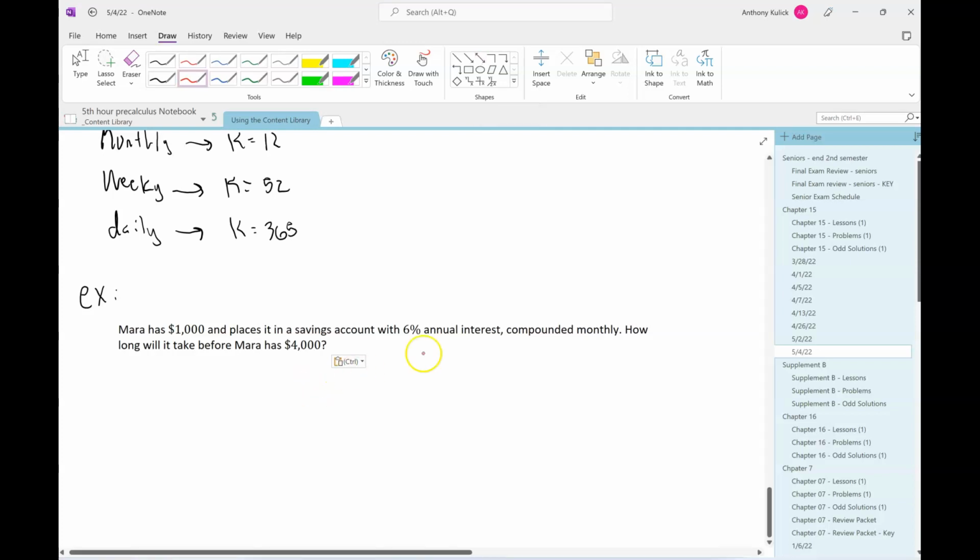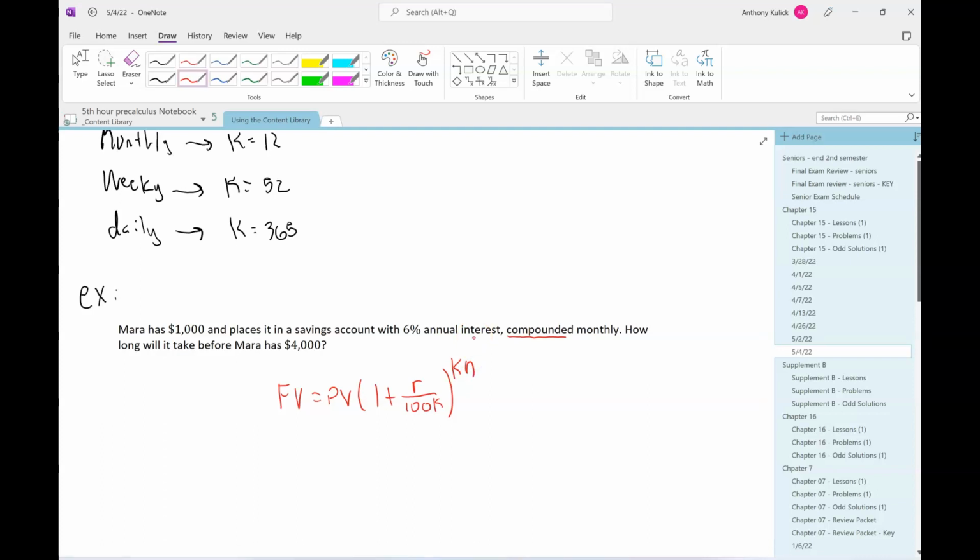So again, what word do you see in here that's important? Compounded, which tells me which interest formula I'm using. And then which of the quantities are we solving for here? Since it's how long, we're solving for the number of years, which is n. So we need to fill everything else in.